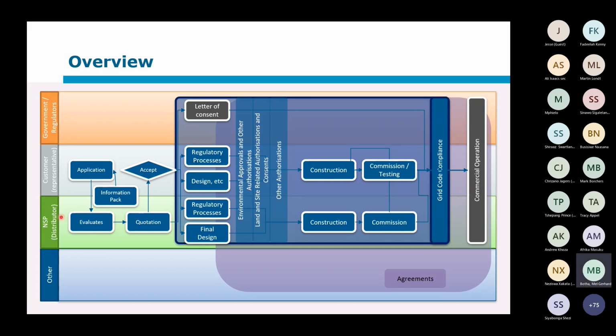And from this comes the quotation, either the cost estimate or the budget quote, and we'll probably discuss that more tomorrow morning when we have our guest as well. But then he gets another quotation, and when he accepts it, he has to pay something before he can go to the next stage. So those are like gateways.